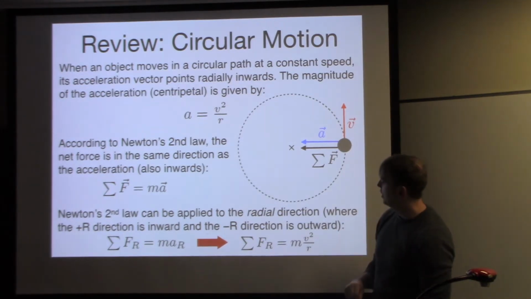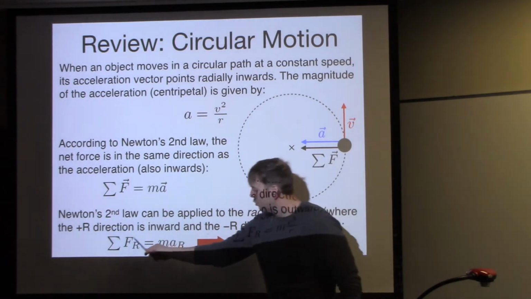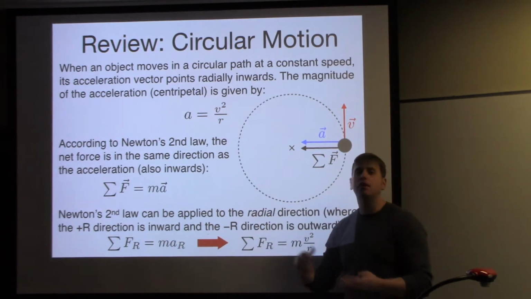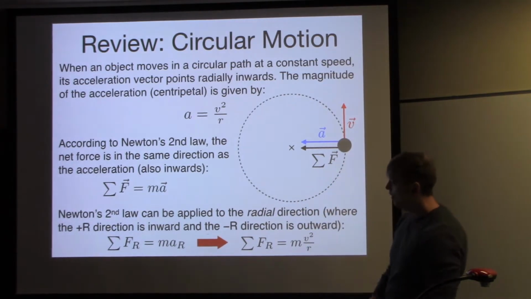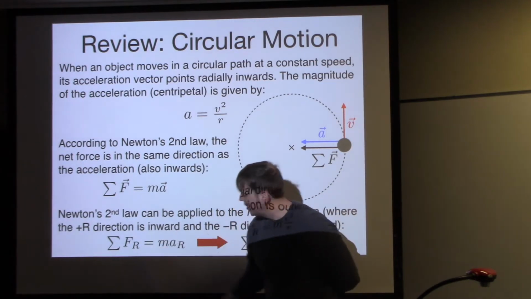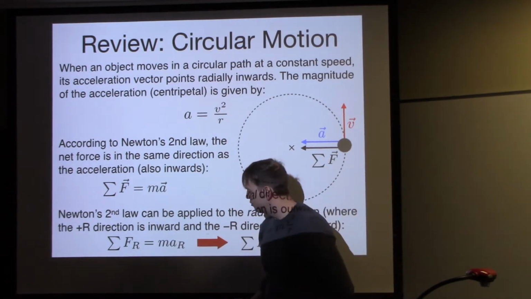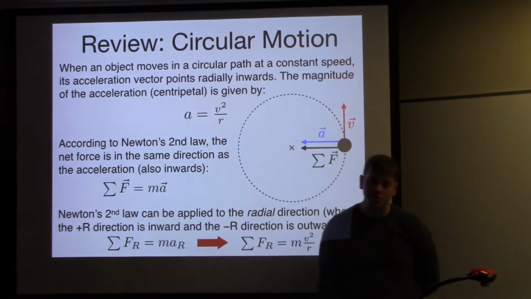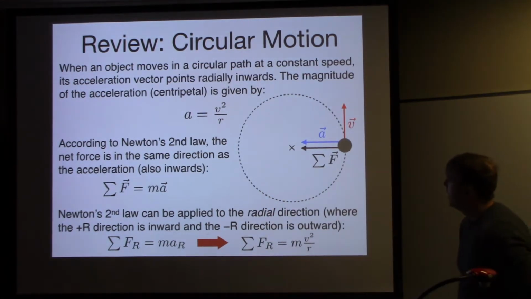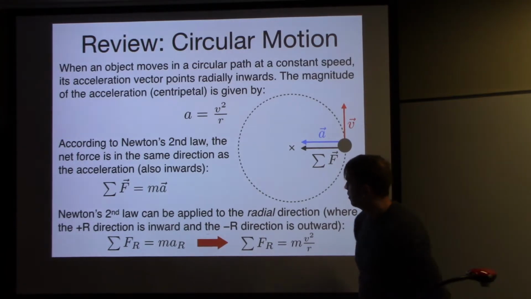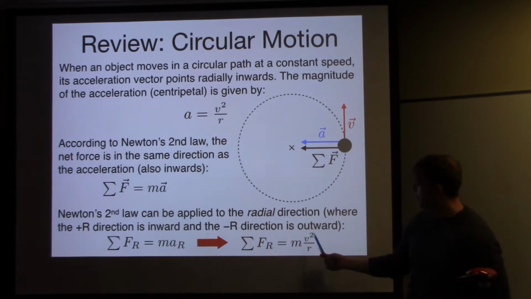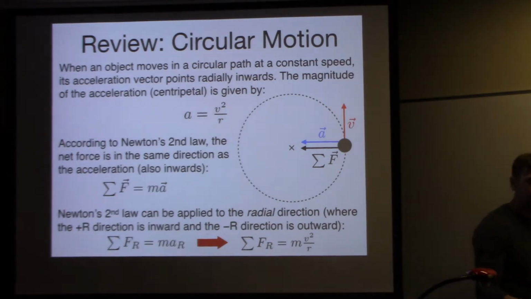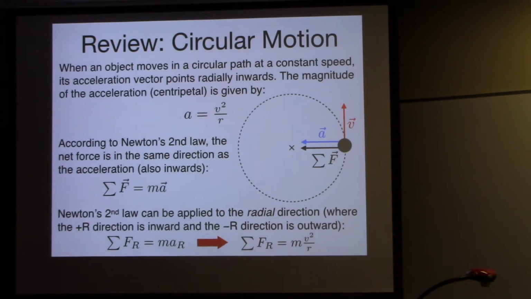So this is useful because when we add up all the different forces in the radial direction, some may be positive, others may be negative, depending on whether they're going inwards or outwards. But when we add them all together, when we take the sum of all the forces in the radial direction, we get the mass times the acceleration in the radial direction. And given what we know about centripetal acceleration, this is just nothing more than saying the net force in the radial direction is m times v squared divided by r, because that's our acceleration, v squared divided by r. Okay, so that's a review of circular motion for you.